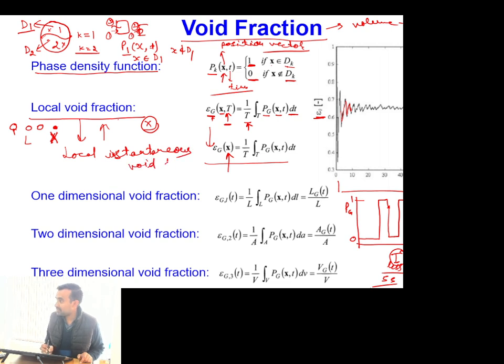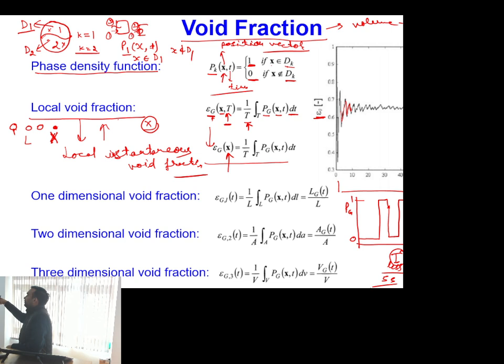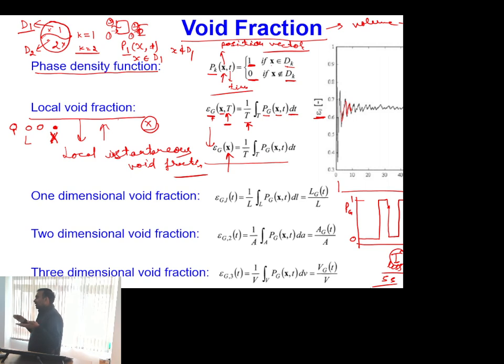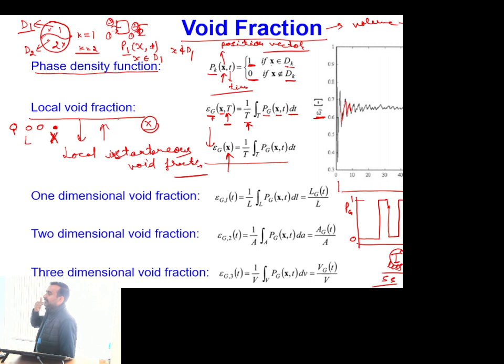All are clear with this point? Local means I am referring to a particular location, but at that particular location also, at each and every time it keeps on changing. So then it will become local instantaneous void fraction. However, local instantaneous void fraction is not of much use, because flow will be so uncertain that every time you cannot record the data.